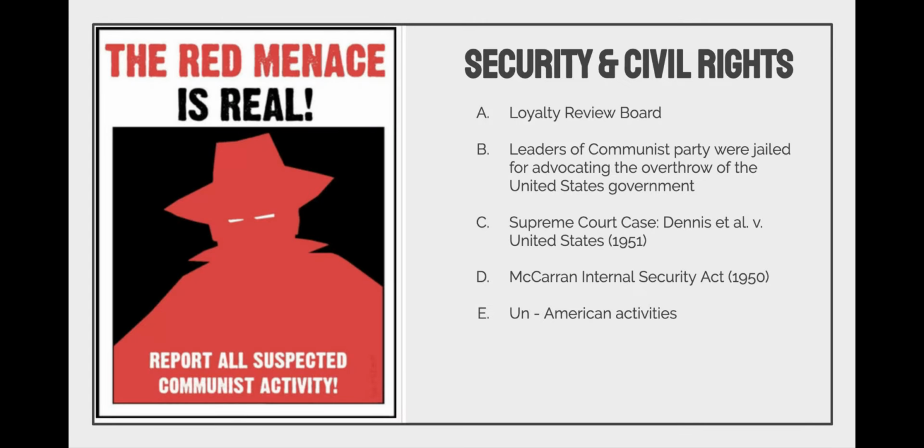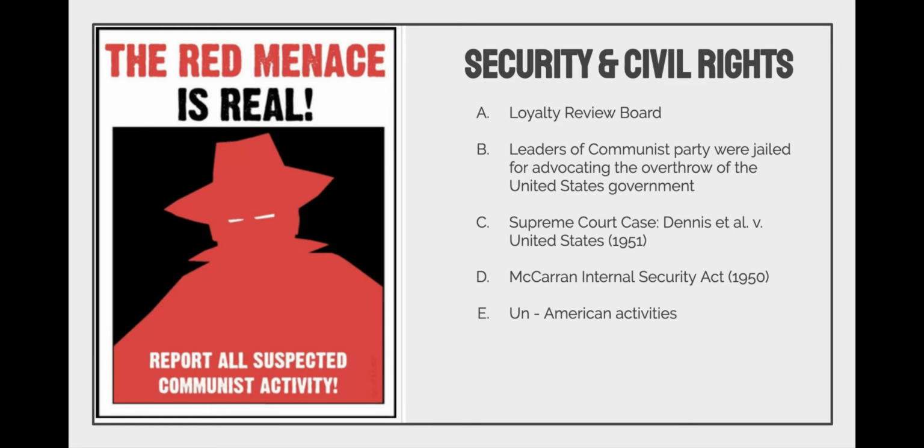In terms of security and civil rights, there were a lot of different security and civil rights issues. You had something called the Loyalty Review Board. This was an organization established in the government that essentially says that you can take a look at a background of all different people who work for the government, and see where their loyalties are. Look at their background: could they be communist? Could they be doing something against the United States?